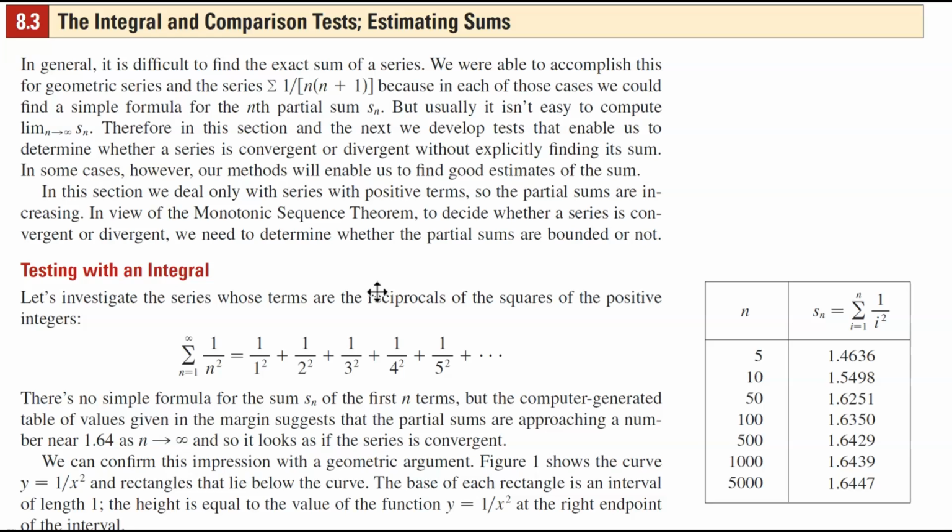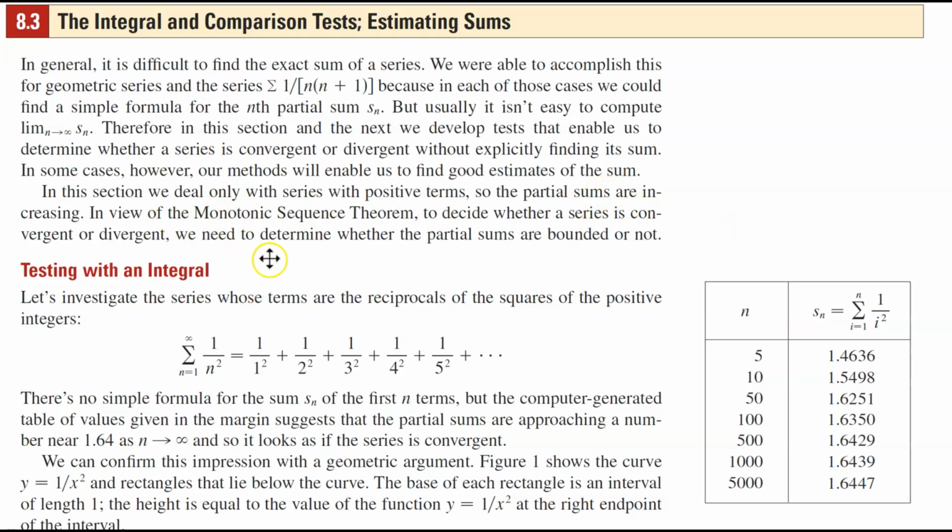But usually it isn't easy to compute the limit as n approaches infinity of the partial sum. Therefore, in this section and the next, we develop tests that enable us to determine whether a series is convergent or divergent without explicitly finding its sum. In some cases, however, our methods will enable us to find good estimates of the sum.